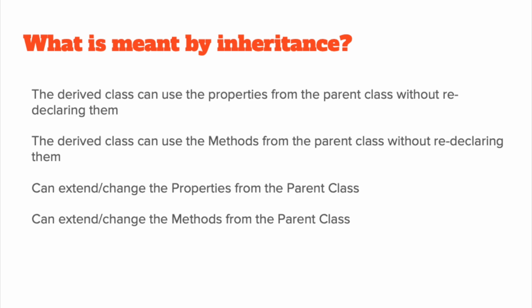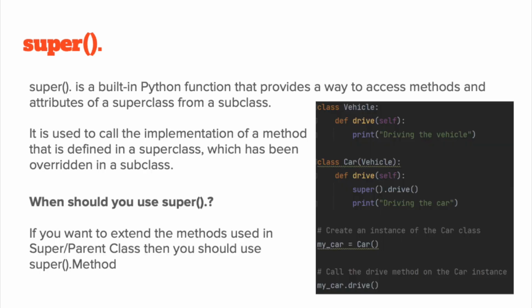Now lucky for you, Python has a built-in function called super. Super provides a way to access methods and attributes of a superclass from a subclass. Now it's used to call the implementation of a method that is defined in that superclass, which has been overridden in a subclass. Now why should you use super? Well, if you want to extend the methods used in a parent class in a subclass, then you should use the super method.